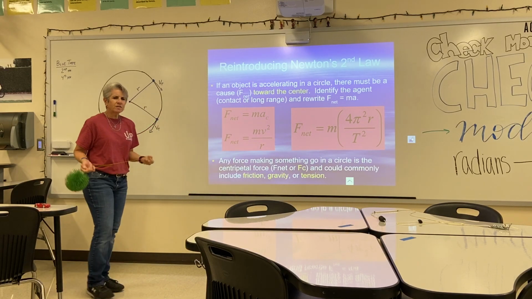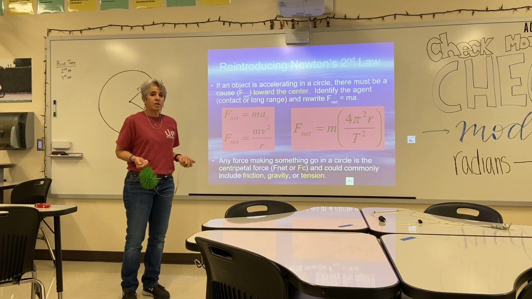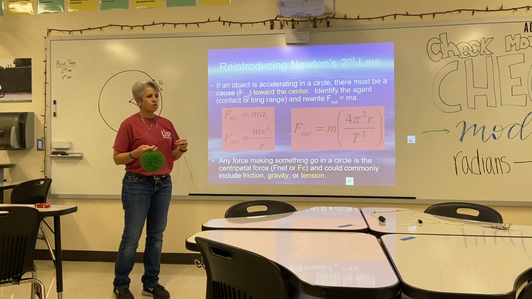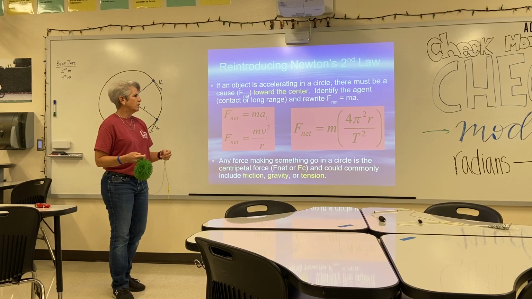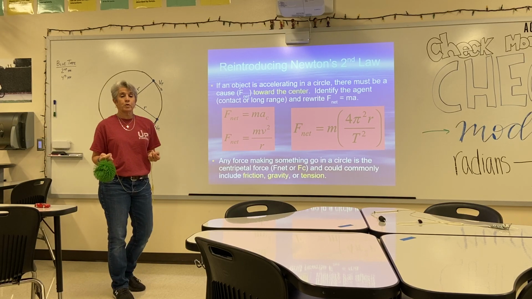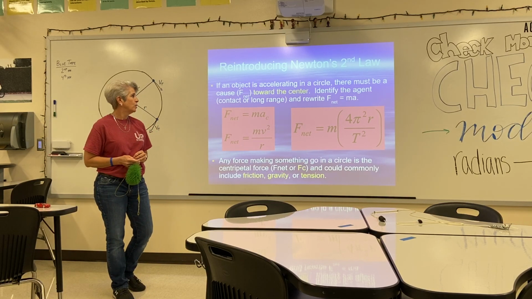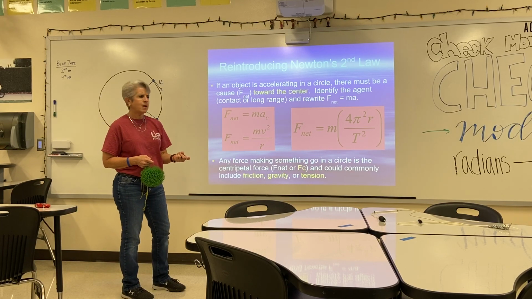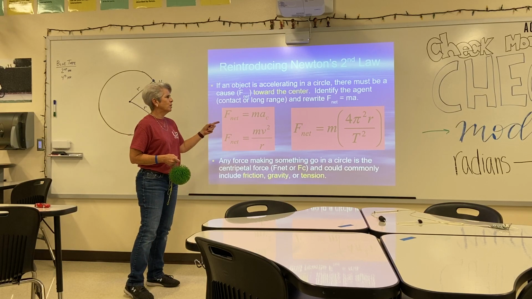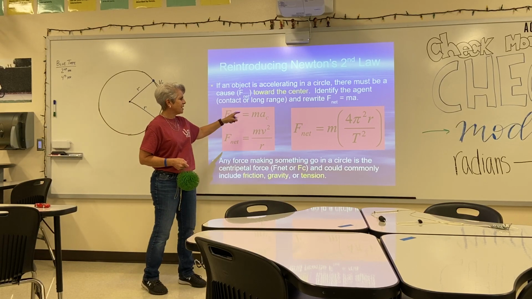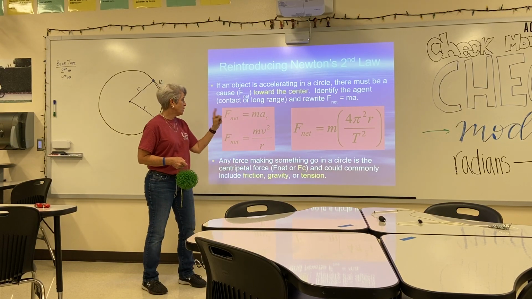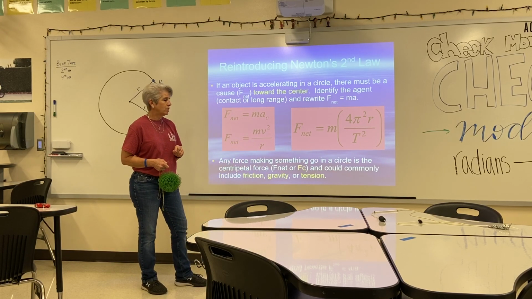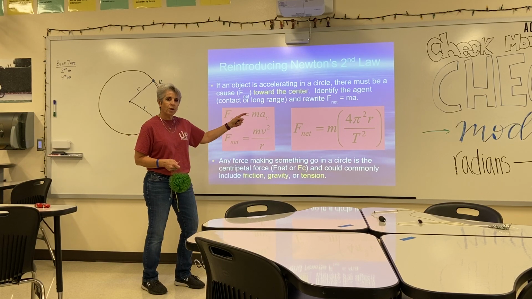Well, if something is accelerating, Newton's second law says there must be a force that's causing it. There must be a net force that's causing it. So if this is a centripetal acceleration, then the net force that causes it is going to be the force that makes anything go in a circle. We can rewrite Newton's second law, F net equals m times a, for circular motion to be F net equals m times ac. But remember now, ac is velocity squared divided by radius. So F net would be m v squared over r.